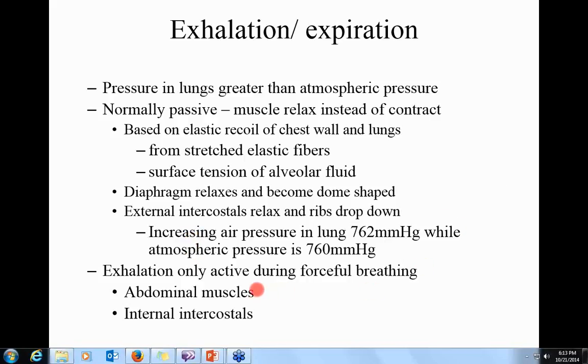Now, if you're exercising heavily and you're doing forceful breathing, then you incorporate your abdominal muscles and another set of muscles between the ribs called the internal intercostals.